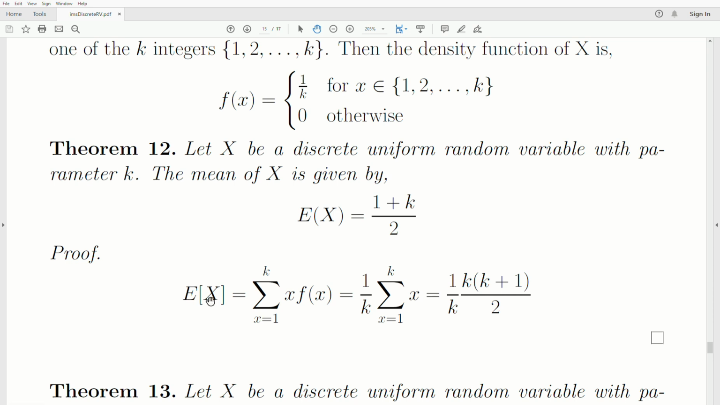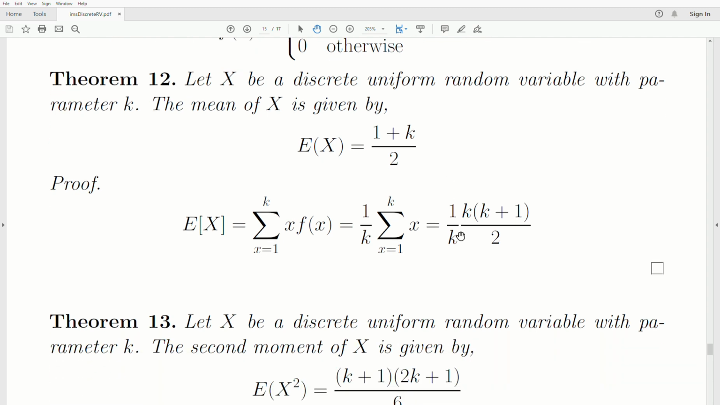So the expected value of x, by definition, is the value it can assume times the probability of assuming that value, summed over all possible values. Well, the density is 1 over k, which is not indexed, so I take it out front, and then we're just summing the integers from 1 to k, which is k times (k plus 1) over 2, and then this reduces to the desired result.